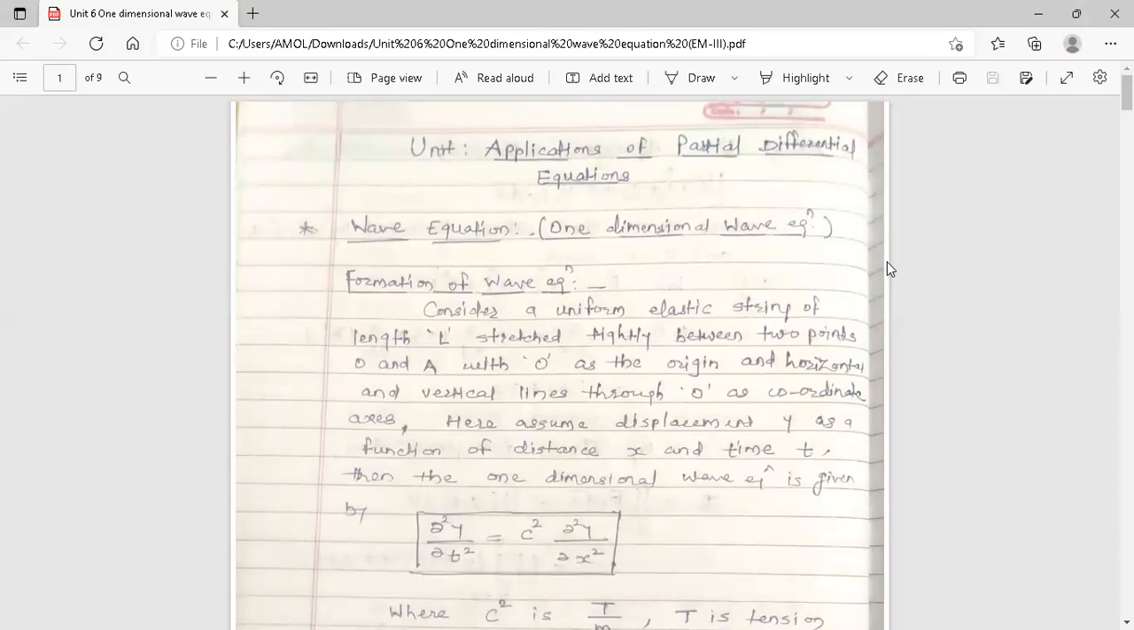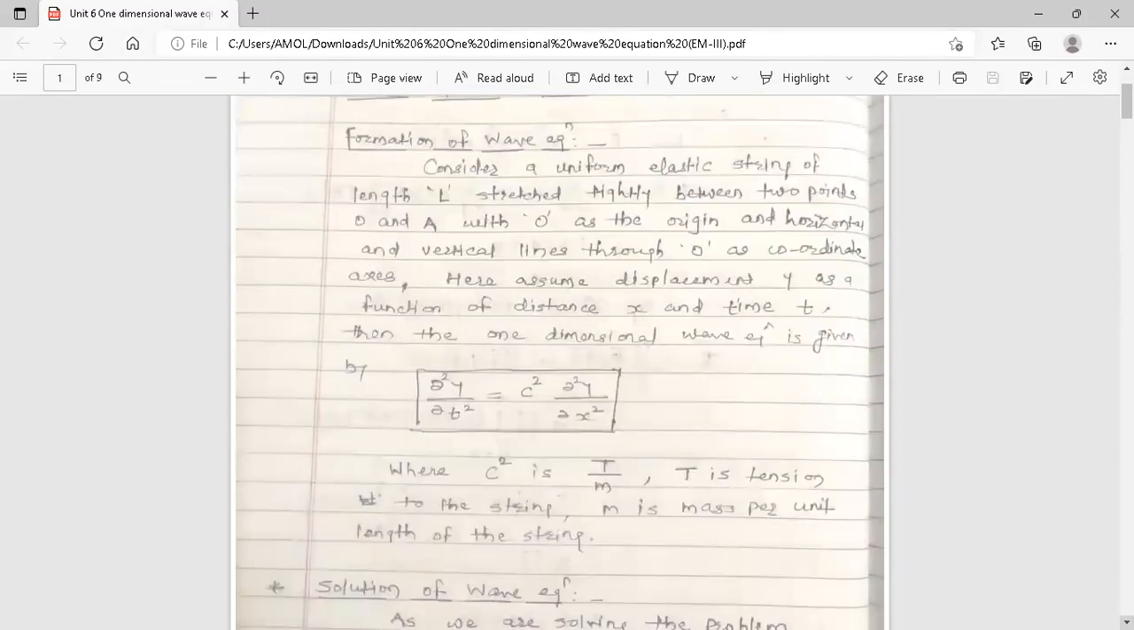Formation of the wave equation. Consider a uniform elastic string of length L stretched tightly between two points 0 and A, with 0 as the origin and horizontal and vertical lines through the origin as coordinate axes. Here, assume displacement y as a function of distance x and time t. Then the one dimensional wave equation is given by del square y by del t square is equal to c square into del square y by del x square. This is the one dimensional wave equation.